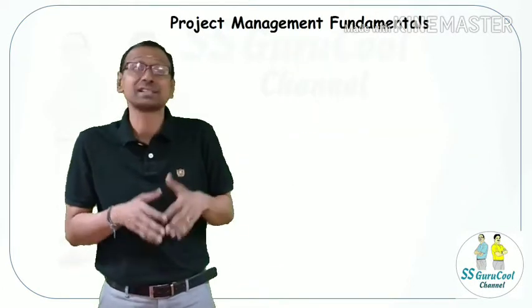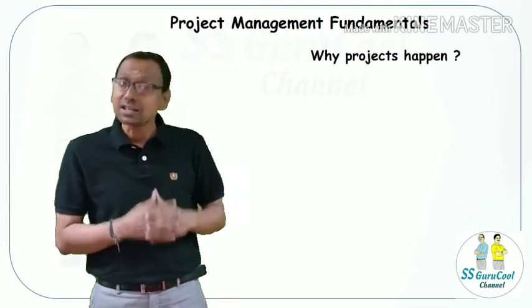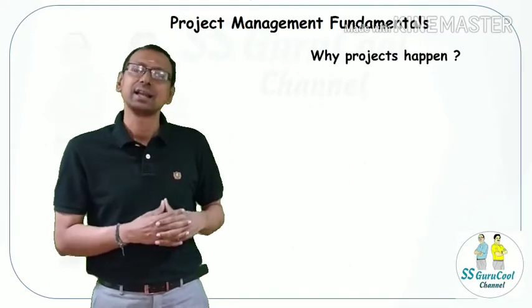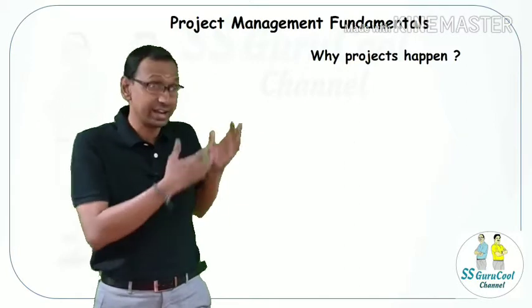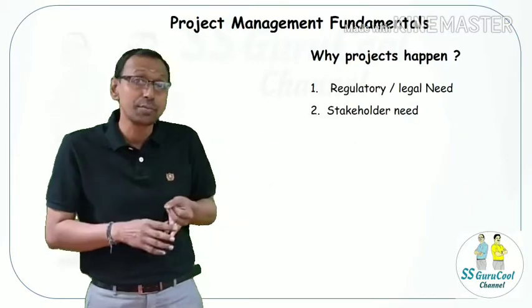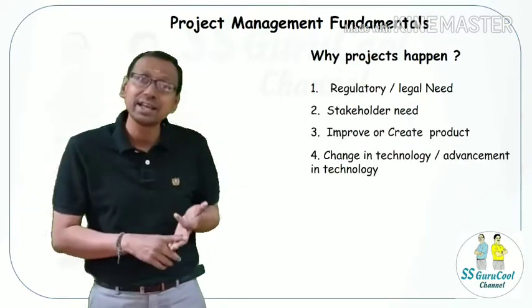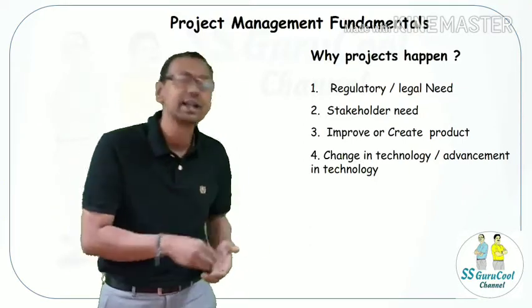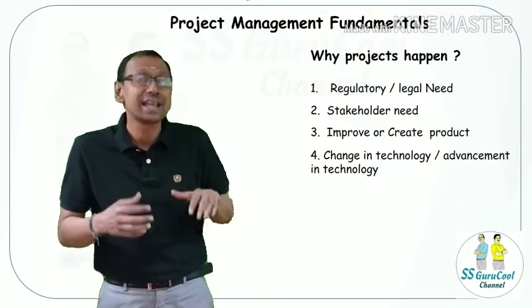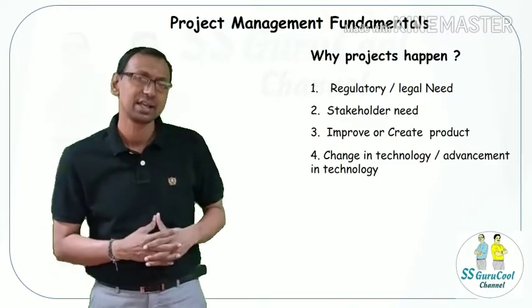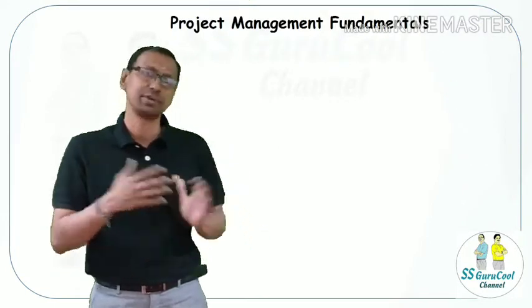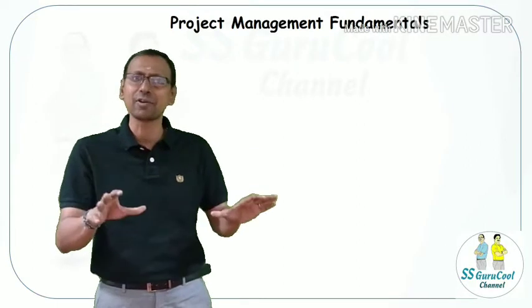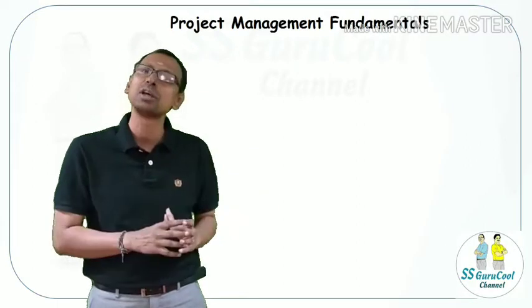Now, why do projects happen at all? Projects come into existence, number one, because of regulatory requirements. Number two, based on stakeholder needs. Number three, there is a current product which is flawed and you need a project to fix it. Number four, there could be changes in technological advances. So these are the reasons projects come into existence. Now we have got a frame around projects.